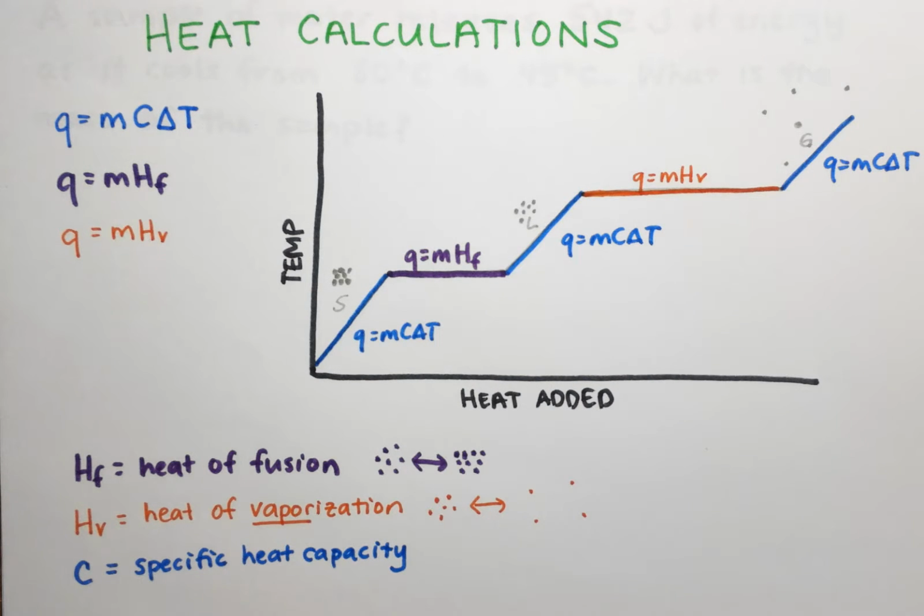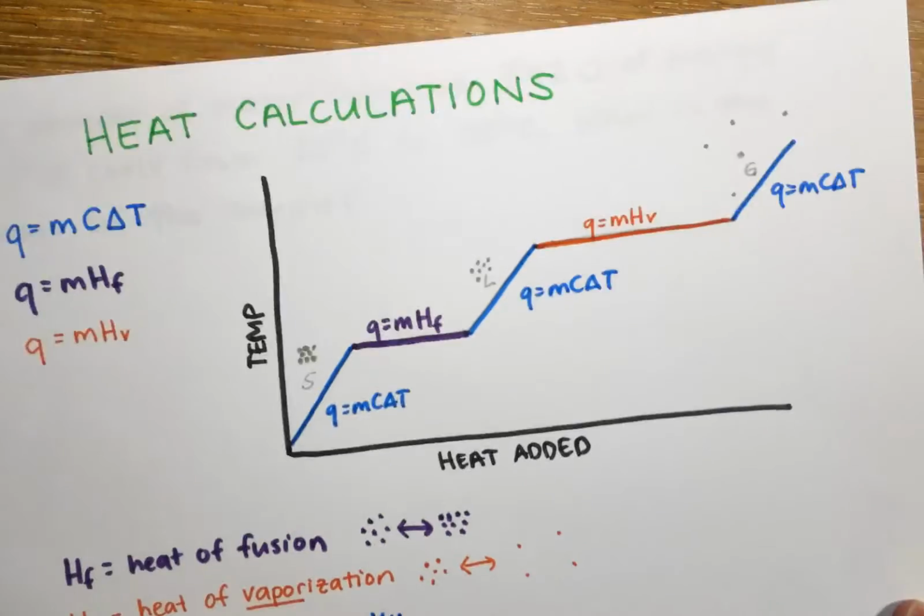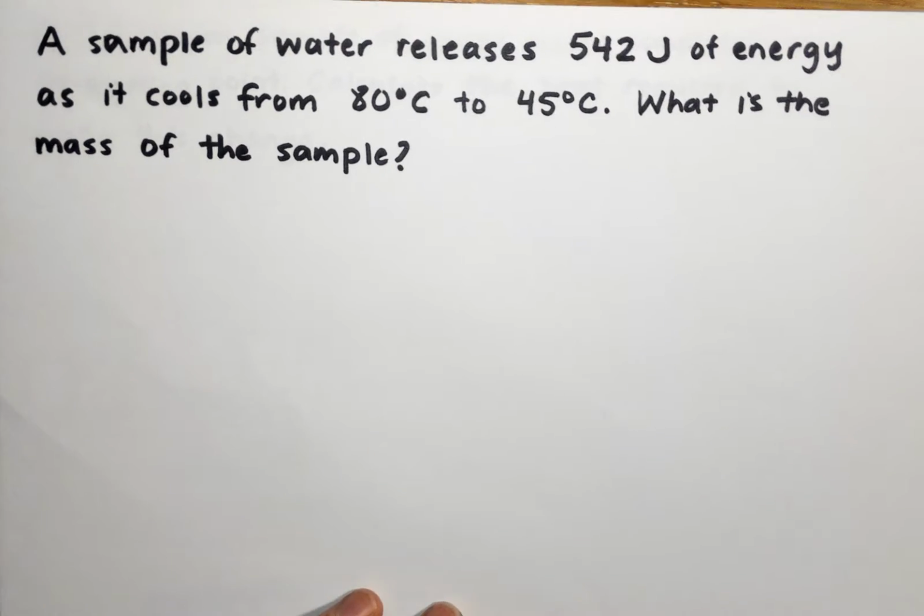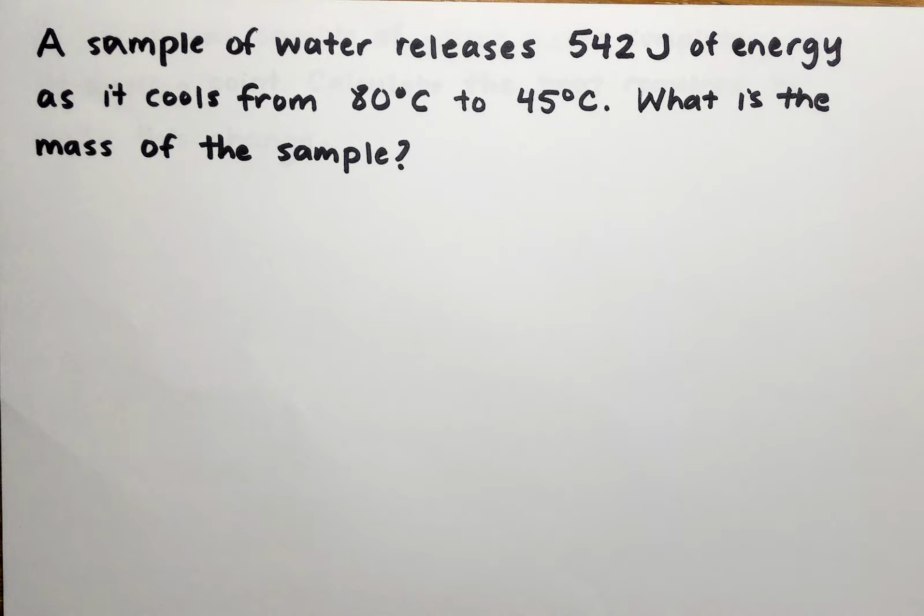I want to take a look at two examples with you. So first, let's go with this guy. A sample of water releases 542 joules of energy as it cools from 80 degrees Celsius to 45 degrees Celsius. What is the mass of the sample? Well, first and foremost, we need to know where we are along our heating curve. So the easiest way to do that is to just go ahead and draw a heating curve to pick out where it is we're at.